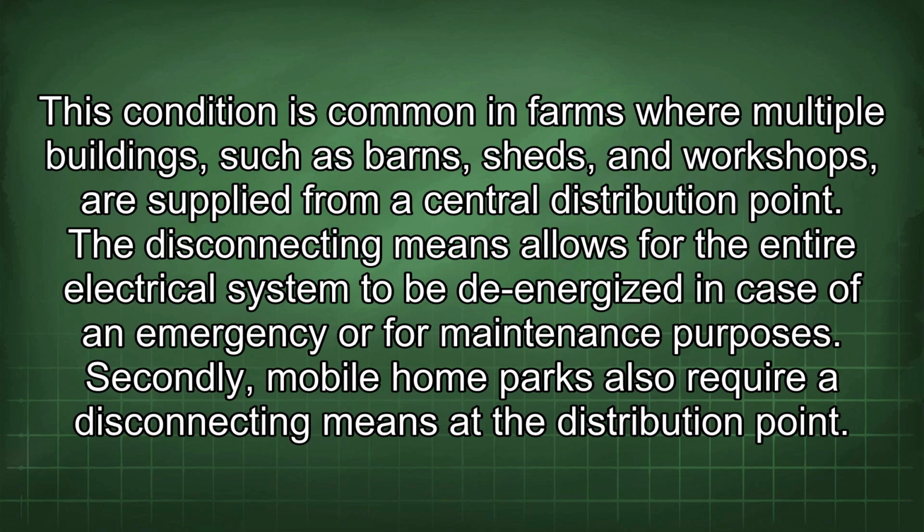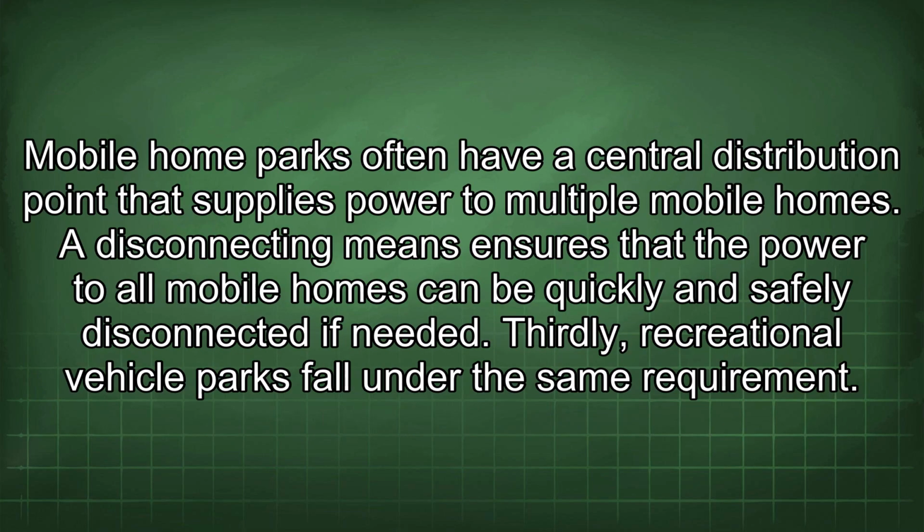The disconnecting means allows for the entire electrical system to be energized in case of an emergency or for maintenance purposes. Secondly, mobile home parks also require a disconnecting means at the distribution point. Mobile home parks often have a central distribution point that supplies power to multiple mobile homes. A disconnecting means ensures that the power to all mobile homes can be quickly and safely disconnected if needed.